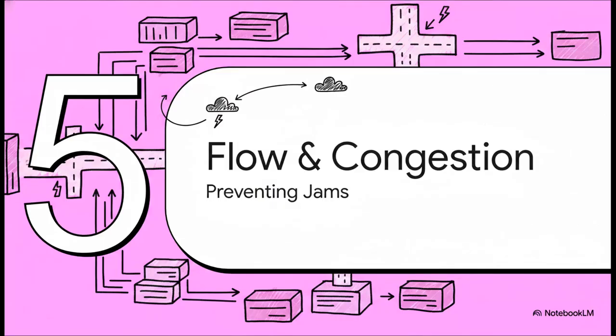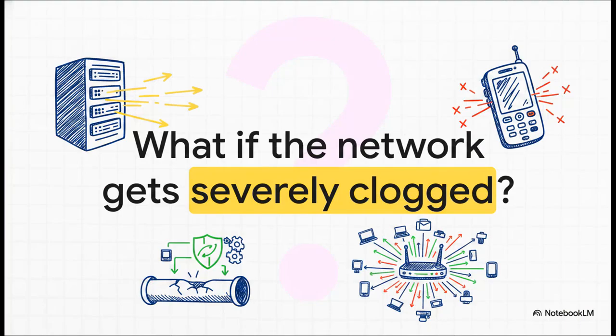Section 5, Flow and Congestion Control. The really crucial point here is that Layer 4 doesn't just deliver data, it manages the entire internet's traffic jams. Imagine a beefy, high-speed server just blasting gigabytes of data at an old, slow smartphone. If the server just sends data at its absolute maximum speed, the phone's memory buffer is going to overflow instantly and it'll just drop the packets. Or on a larger scale, imagine millions of devices suddenly flooding a major network router at the exact same time. How does the transport layer step in and prevent everything from just crashing?